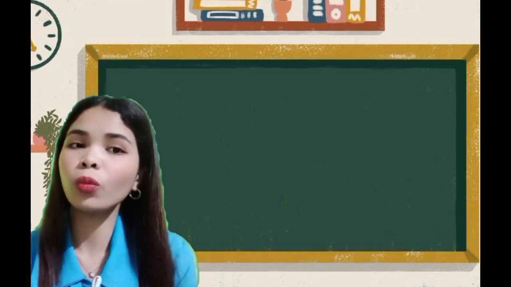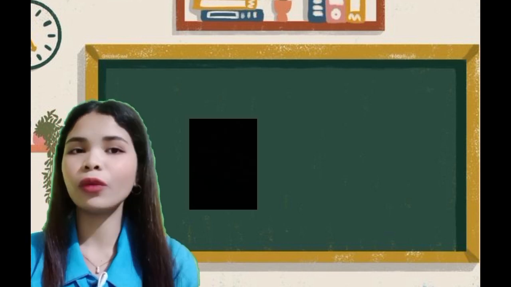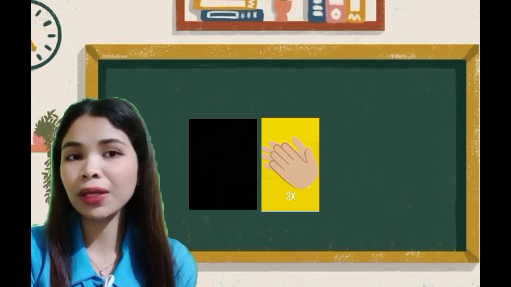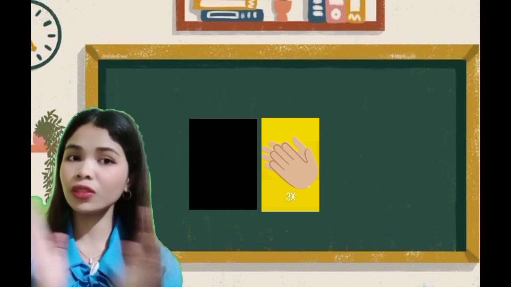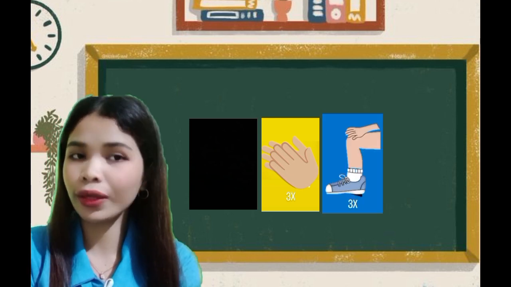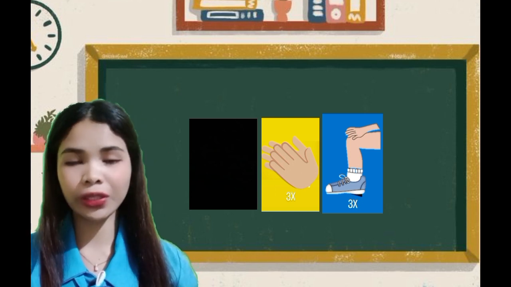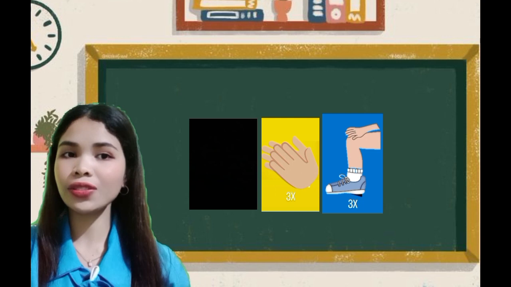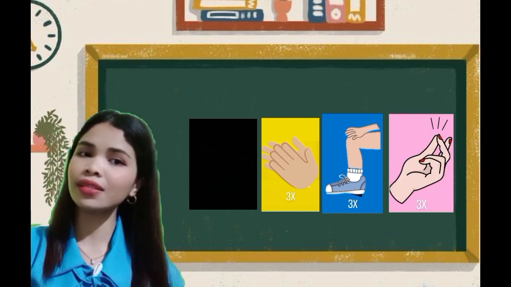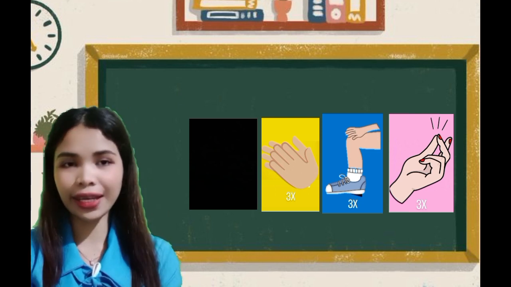Okay, again, when you see the color black, it means you remain silent. And when you see the color yellow with a clapping of hands sign, it means you need to clap your hands. And when you see the color blue with a tapping of knee sign, it means you need to tap your knees 3 times. And when you see the color pink with a snapping of fingers sign, it means you need to snap your fingers 3 times. Did you get it, class?